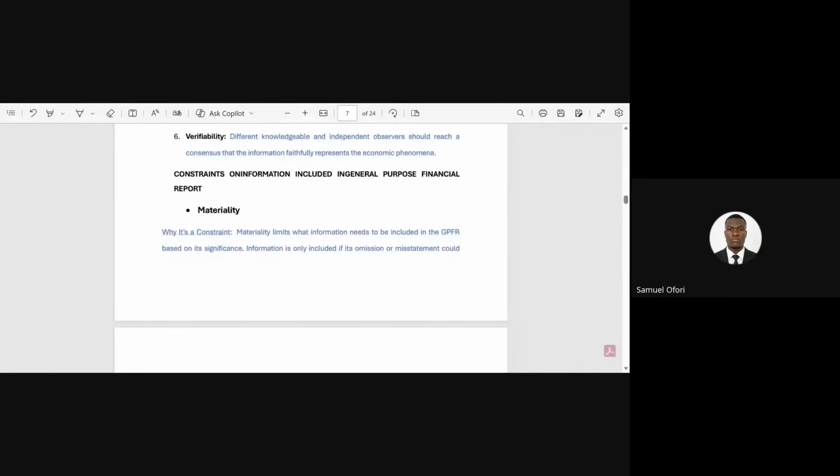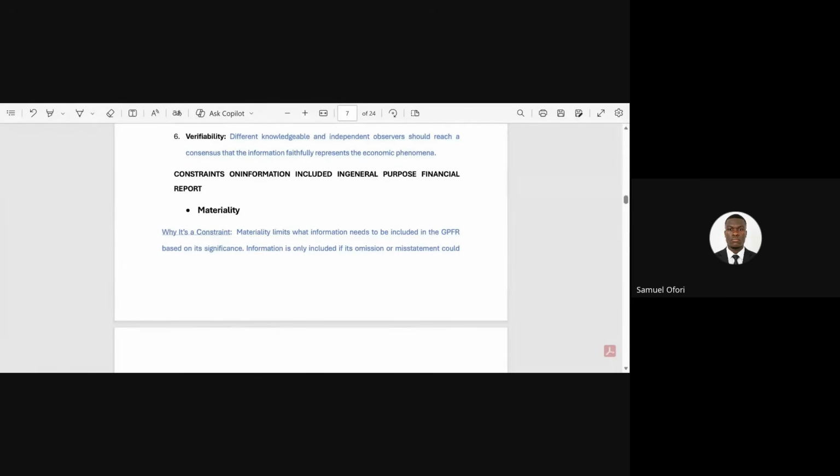Okay, so let's look at the constraints on information included in the general purpose financial report. We have some limitations. Even though we are preparing the financial report using the IPSAS, we have some limitations. We cannot just do anything anyhow. You have to be guided.